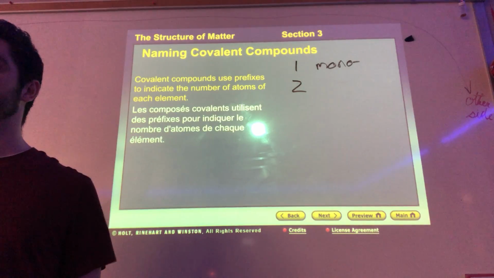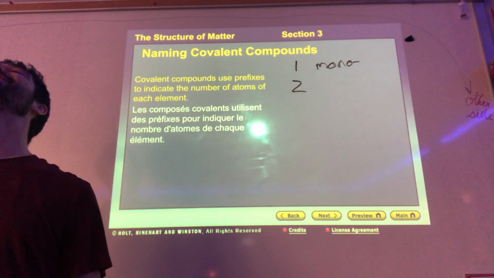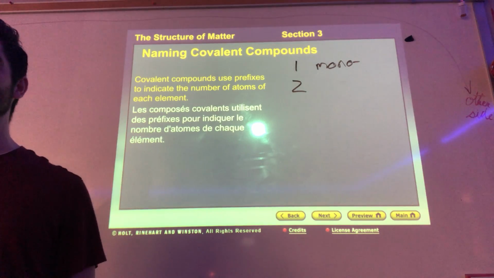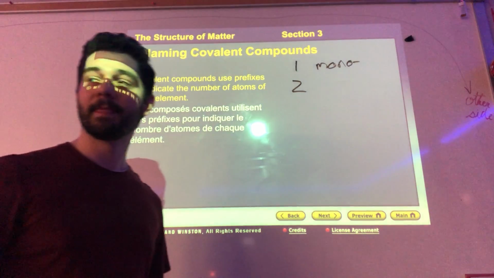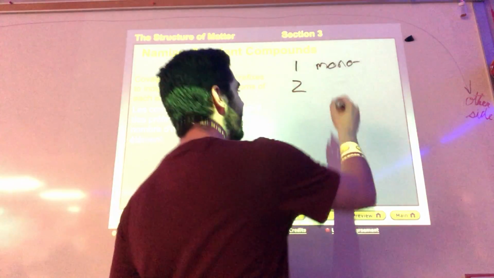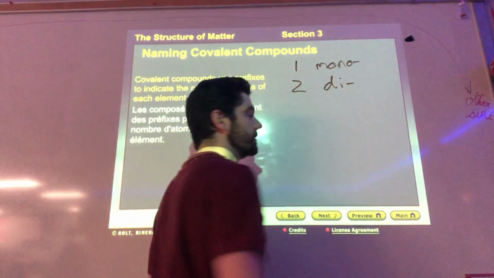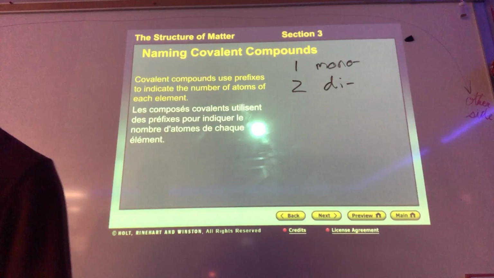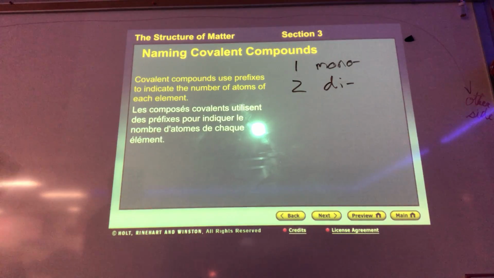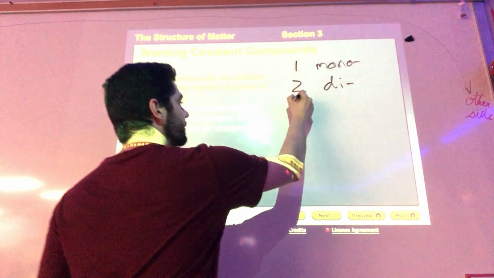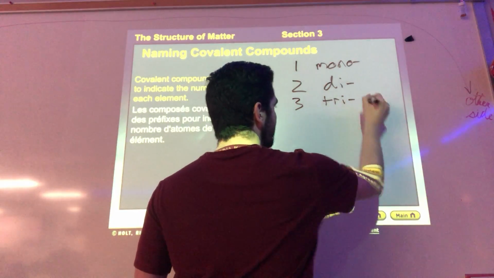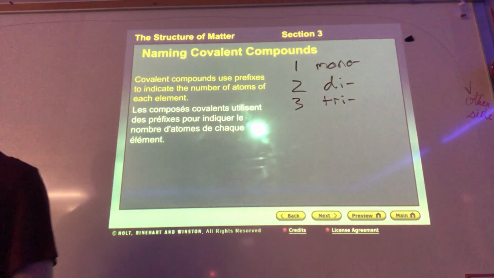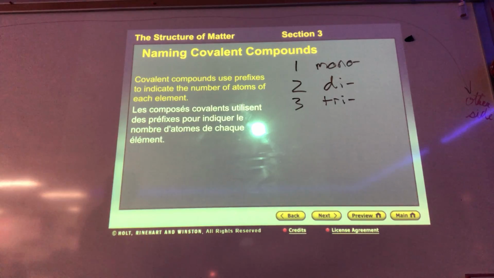what means two? Dos in Spanish. Bi means two, but we're going to use the other one, di. When you divide, you break it up. Three is tri. Good job. What do you call a bike with three wheels? A tricycle. Exactly.